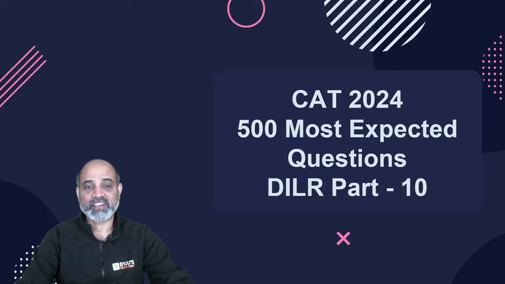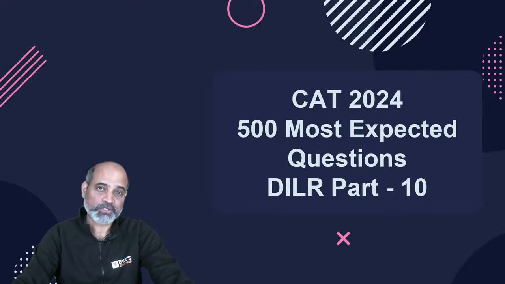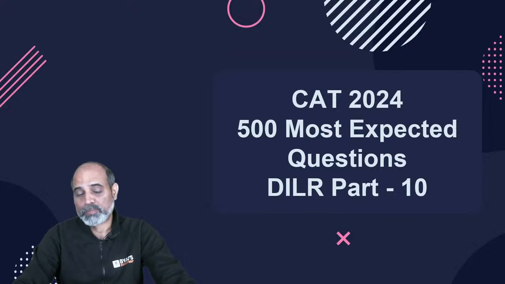My name is Naveen, and today we'll be looking at 500 most expected questions. Today we will be doing DILR. We'll be looking at two sets. Both of these sets have come previously in CAT exam.